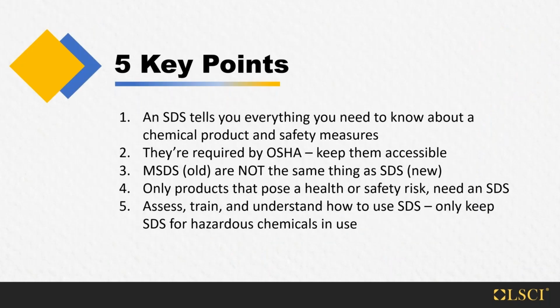So let's do a quick recap of today's presentation. An SDS is a safety data sheet that is like an instruction manual for chemicals. It tells you everything you need to know about a chemical product, what it is, what dangers it might have, and how to use it safely. It has 16 sections.